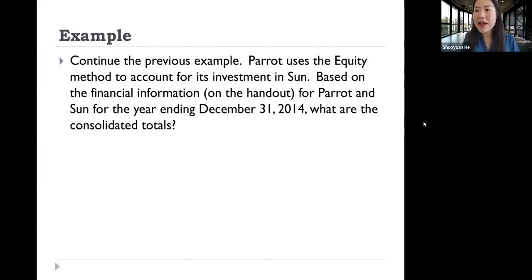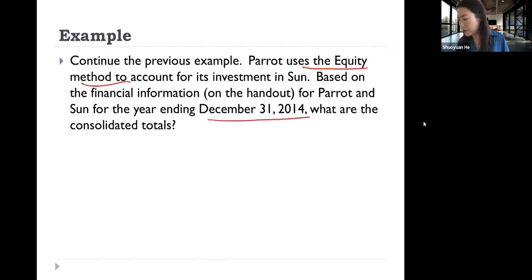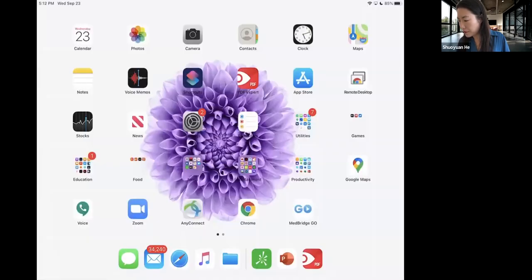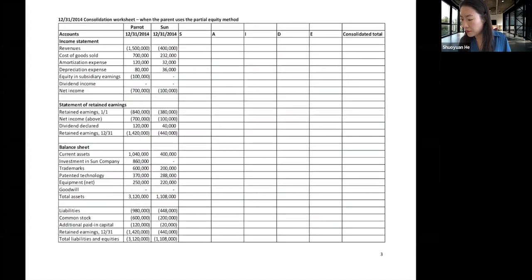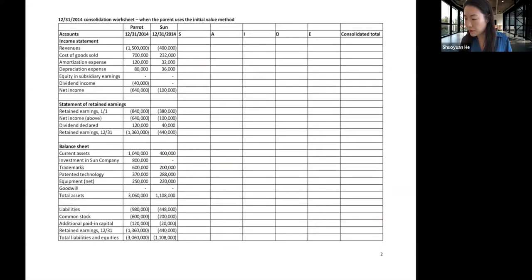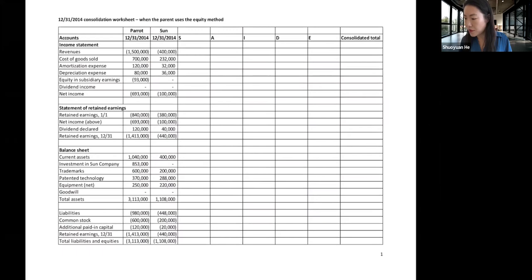So let's look at an example now. If the parent has been using the equity method and it is in the year of the acquisition, how do we do consolidation? So this is the consolidation worksheet.